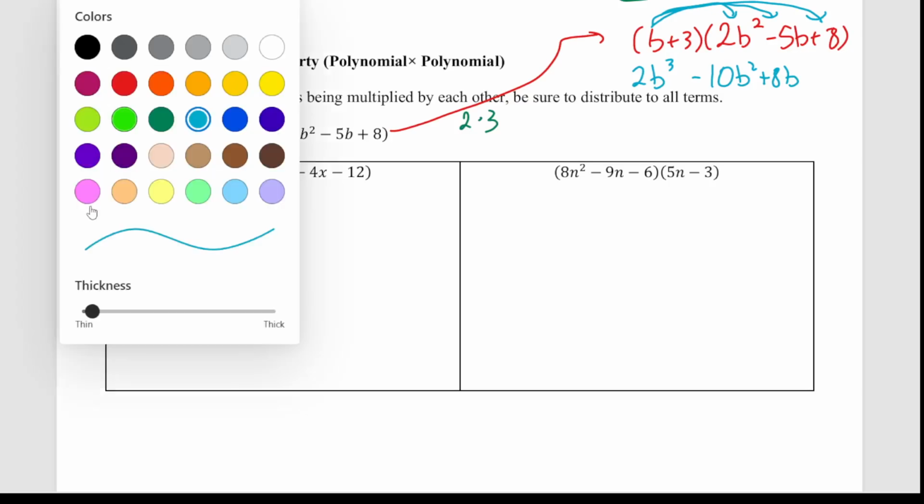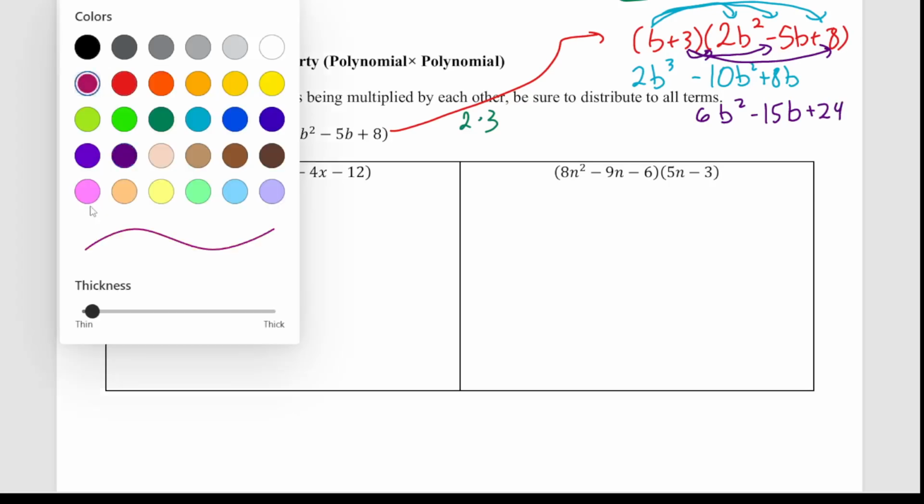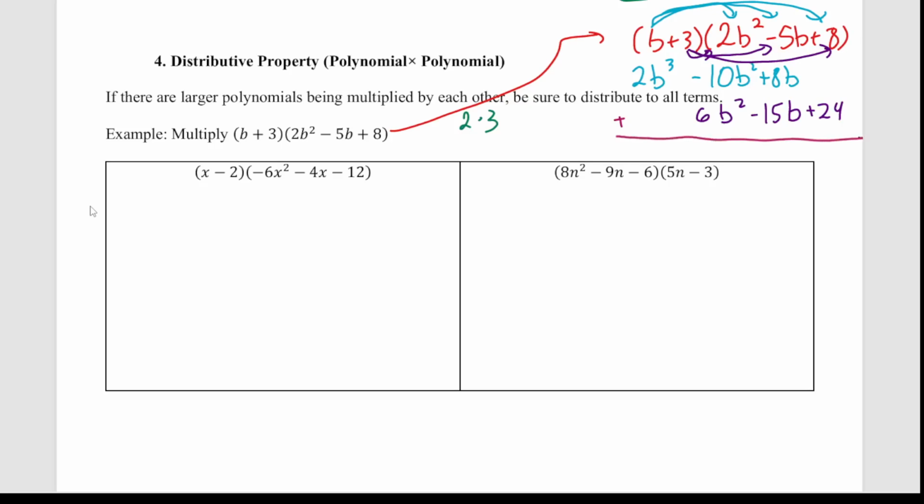And then I'm going to keep on going, and I'm going to kind of change colors. 3 times 2b squared is going to give us positive 6b squared. Notice how I went ahead and vertically aligned it with my other b squared term. 3 times negative 5b is going to give us minus 15b. And then 3 times 8 will give us positive 24. And now I'm ready to add these straight down.